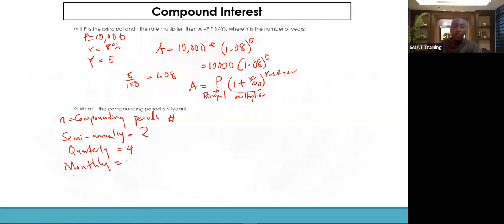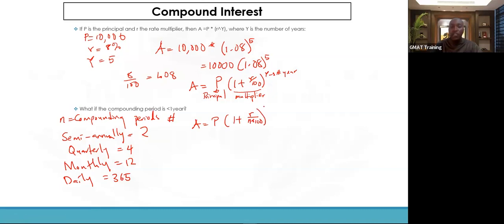We have 12 for the monthly and 365 for the daily. So you need to know these compounding periods in a year, or annually. In our case, if the compounding period is less than 1 year, given that it's semi-annually, quarterly, monthly, or daily, then the number of compounding periods is n, and the rate of interest is divided by the number of compounding periods, which means it's r over n times 100, all to the power of y.